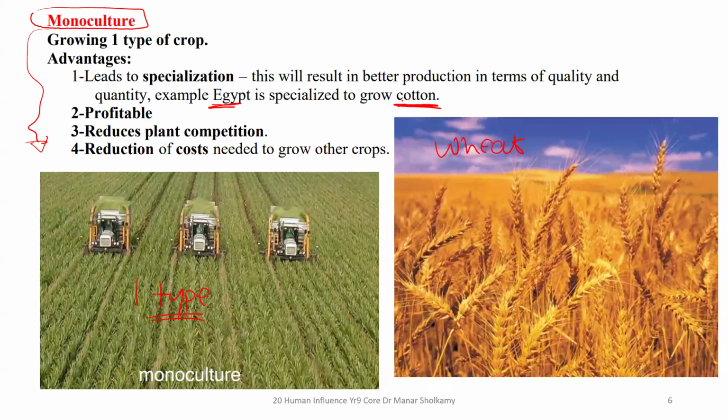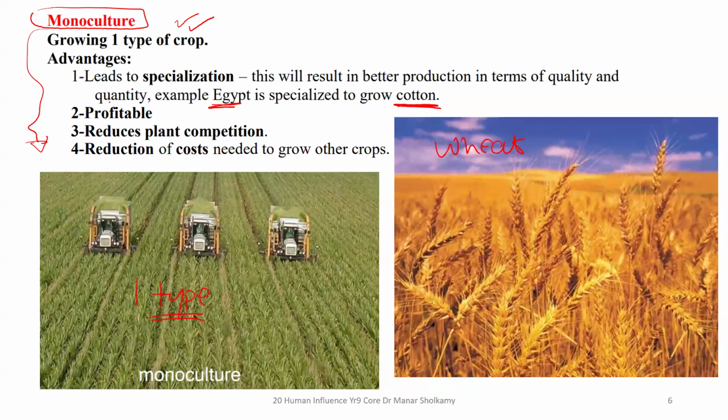What are the advantages of monoculture, only growing one type of crop? Of course, you'll be very specialized. You will be an expert and you will have all the know-how and you will know very well how to grow this type of crop. So it will lead to something called specialization. You will be the best country to grow that type of crop. It will bring you a lot of money.